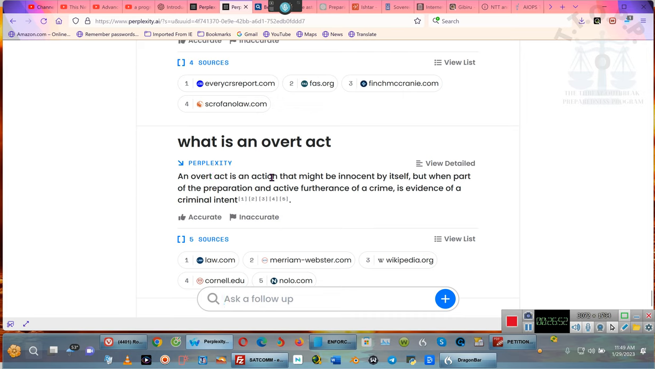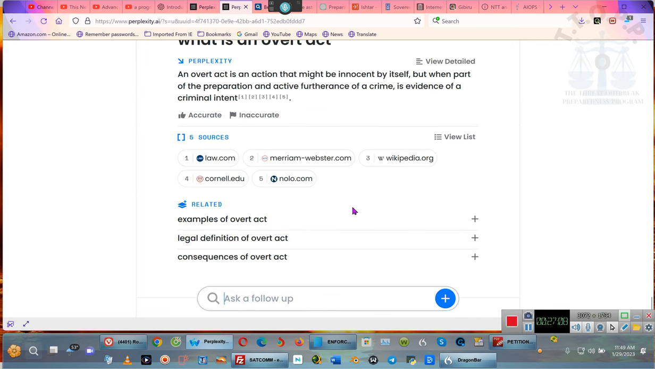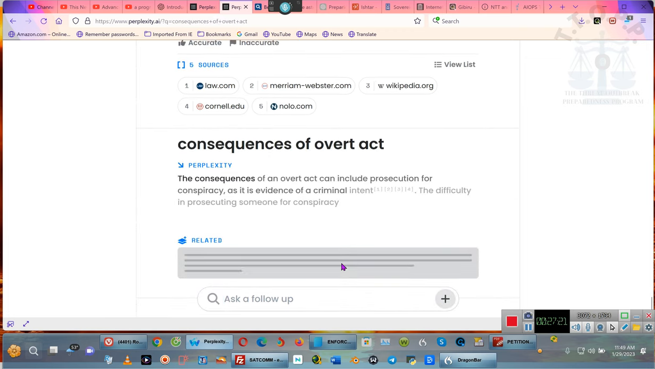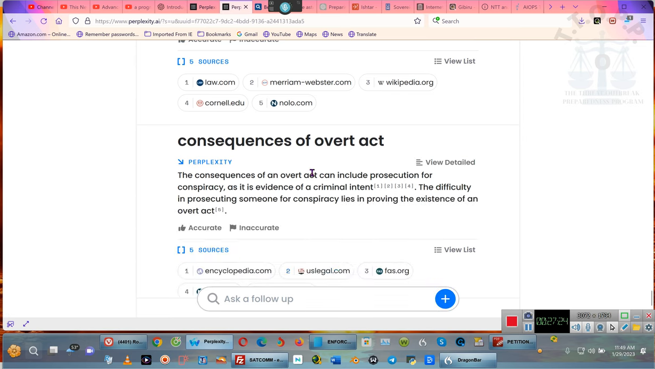An overt act is an action that might be innocent by itself, but when part of the preparation and furtherance of a crime is evidence of a criminal intent. Ladies and gentlemen, overt act basically means anything that was done in the furtherance of a crime. And you see this right here, and the consequences thereof. You're losing your home. That's an overt act.